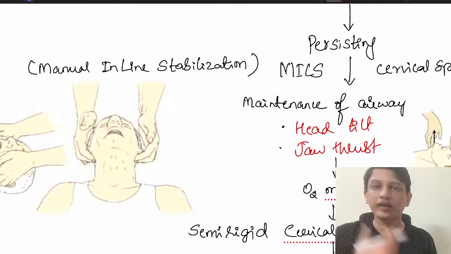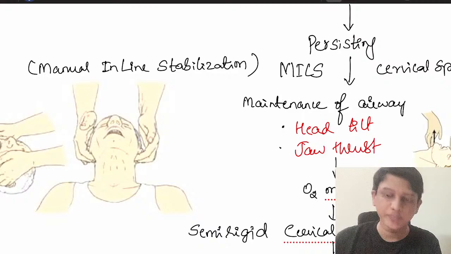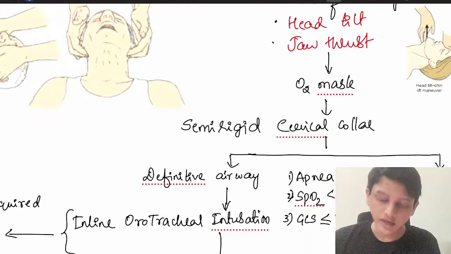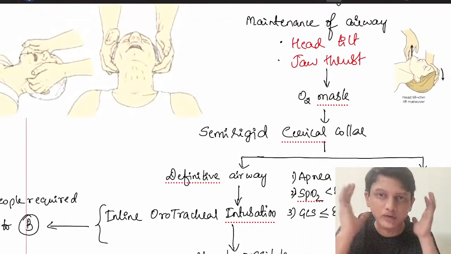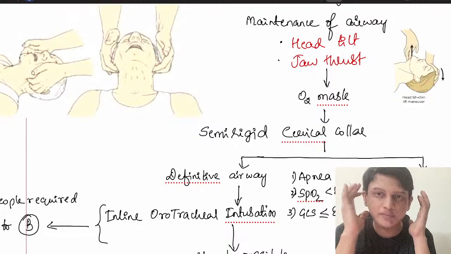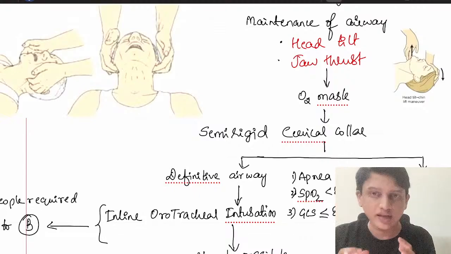Once the airways become patent, then you give an oxygen mask, so that his breathing is comfortable. Then after that, you have done the cervical spine protection until the collar has arrived.